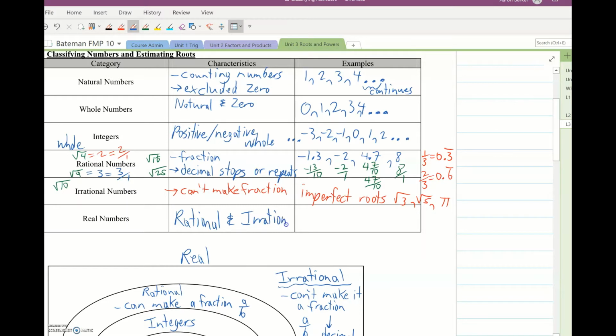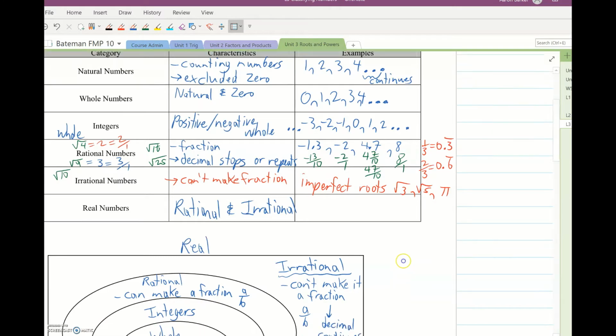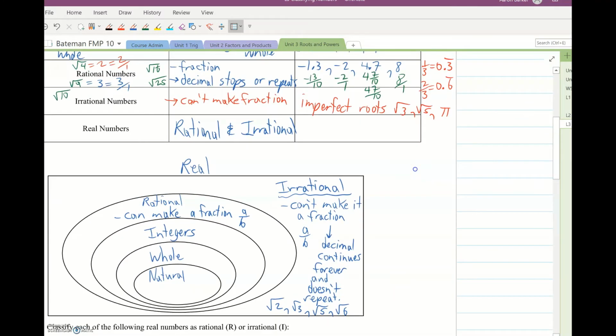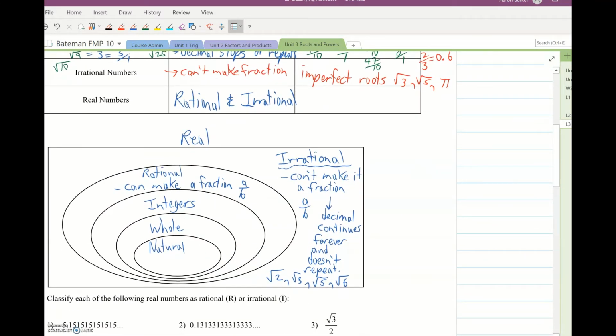Okay, you're not going to see imaginary numbers until, well, they'll talk about it next year, but you won't do anything with them until you hit university. Okay, so there's our number system. Any more help, let me know.